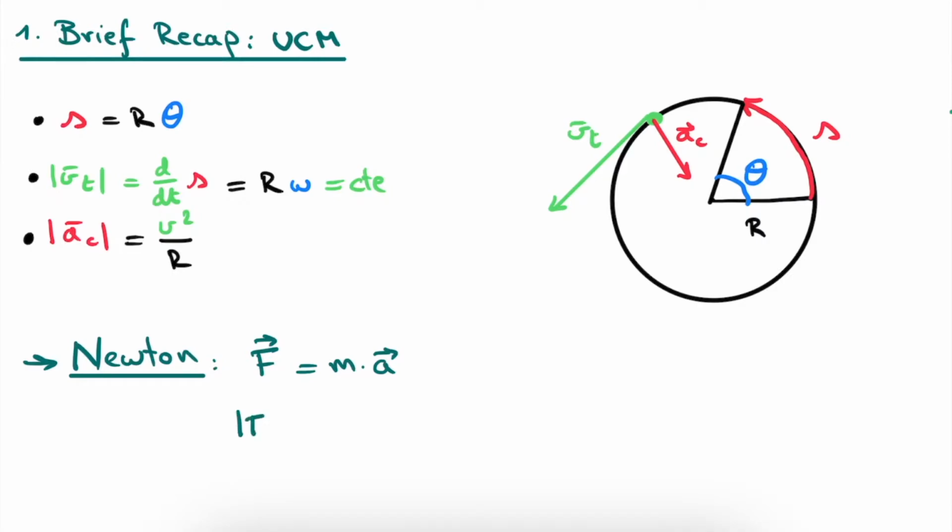And more specifically, we have that the magnitude of the centripetal force, which is associated with circular motion, is equal to the mass of the object multiplied with the magnitude of the centripetal acceleration. And because we know the formula for the centripetal acceleration, we know that the magnitude of the centripetal force is equal to m multiplied with the velocity squared divided by the radius of our circle. And at this point, we have all the ingredients that we need in order to solve the application problems.